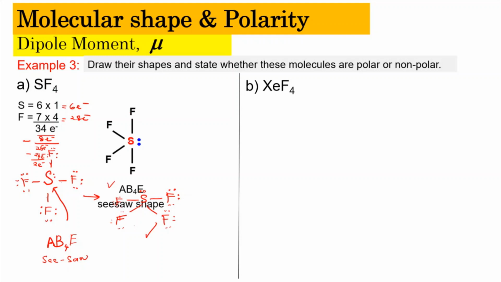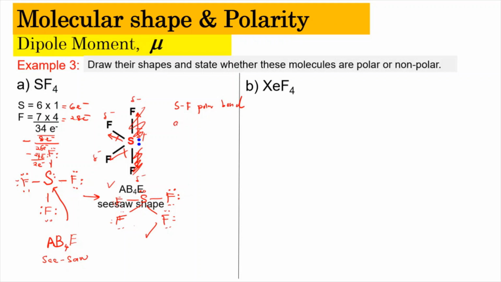So fluorine and sulfur. Fluorine is very electronegative, and sulfur is electropositive. So there's going to be a bond dipole in between sulfur and fluorine. And similarly to here, and then similarly to here, and then similarly to here. So the above and below one can be cancelled out. Okay, so what you can say first is the SF bond is a polar bond.